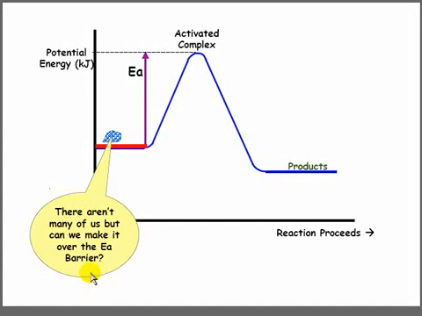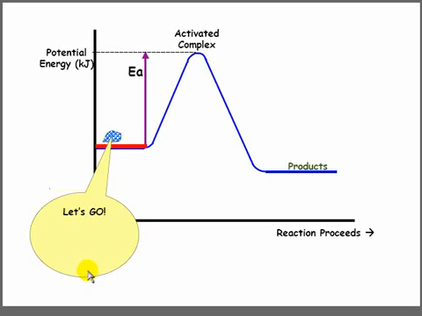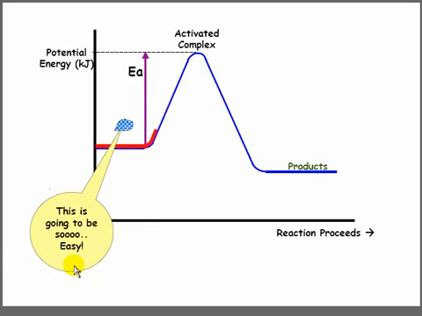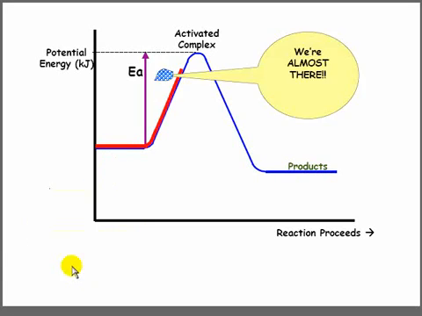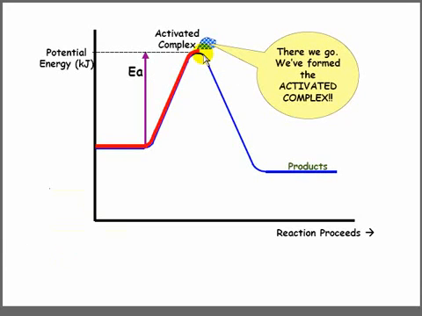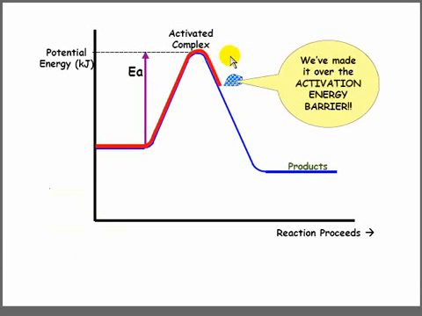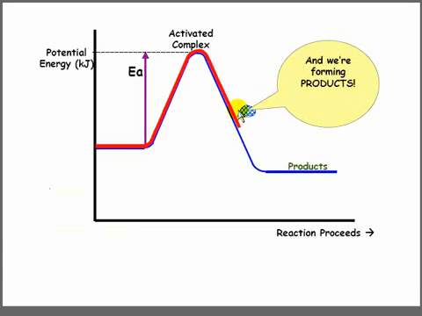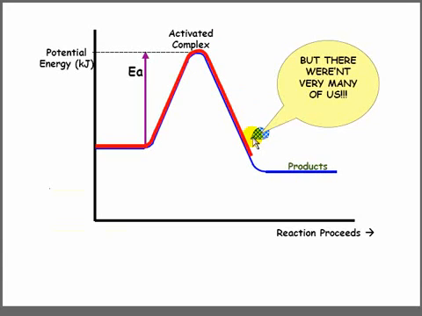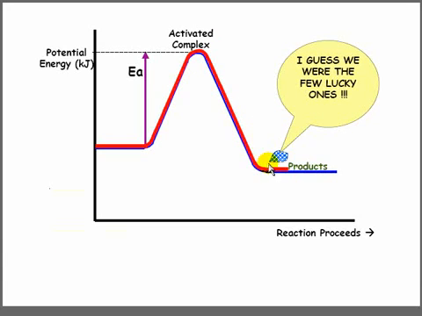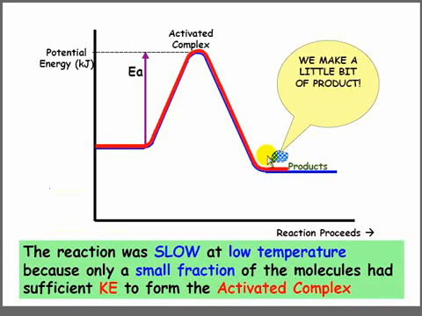There aren't many of us, but I think we can make it over the EA barrier. Let's go. This is going to be so easy. No problem. We got kinetic energy to spare. We're almost there. There we go. We formed the activated complex. We made it over the activation energy barrier, and we're forming the products. But there weren't many of us. I guess we were the few lucky ones.